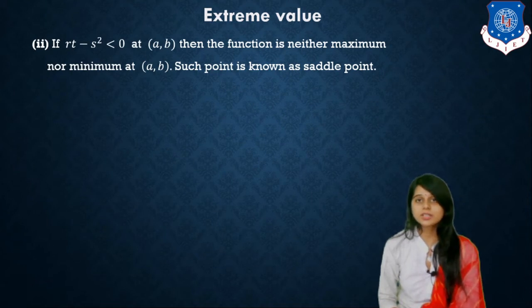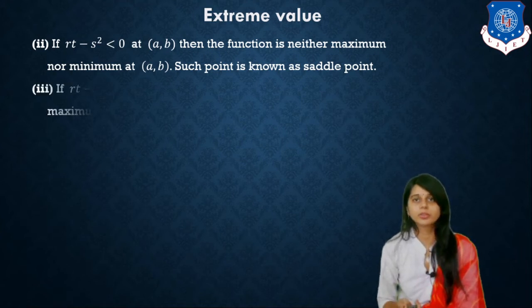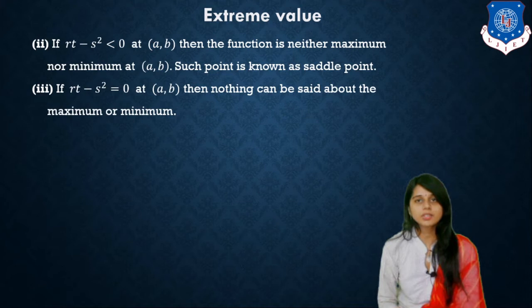If rt minus s square is less than 0 at point (a, b), then the function is neither maximum nor minimum at (a, b). Such a point is known as a saddle point. If rt minus s square equal to 0, then nothing can be said about the maximum or minimum.